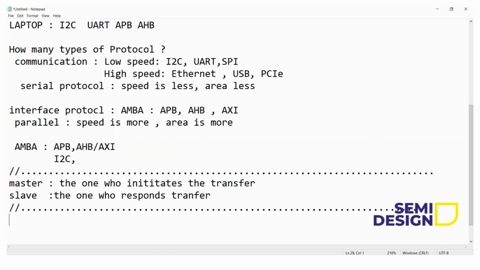Yes, ma'am. Okay, so now I'm going to talk about APB. Today I'm just talking about APB; you just go through the APB protocol today. Next week, I'll give a brief introduction about AHB and AXI. So APB is the advanced peripheral bus, which is used for low speed, low bandwidth components.